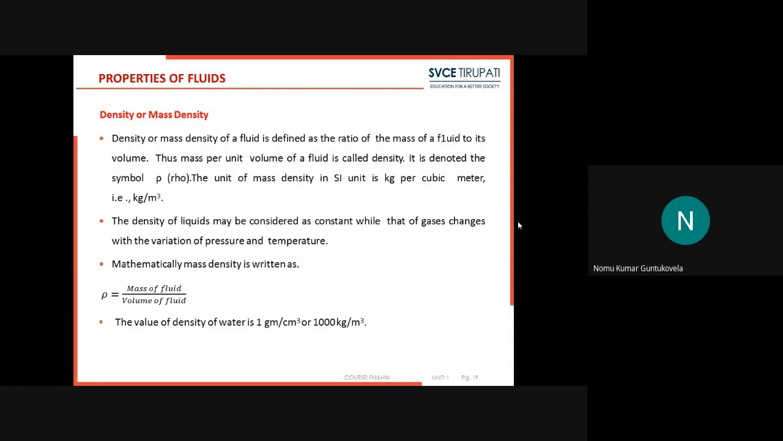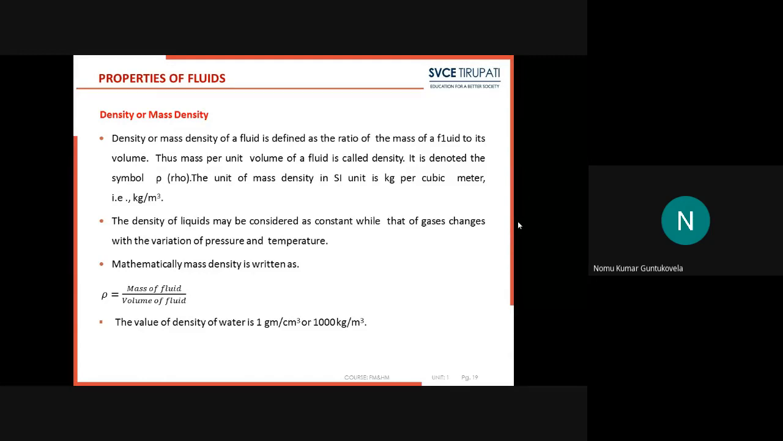Here we have three case studies in fluid mechanics. First of all, we need to know what those three case studies are: fluid statics, fluid kinematics, and fluid dynamics. Fluid mechanics is a branch of general sciences which deals with the behavior of fluids.